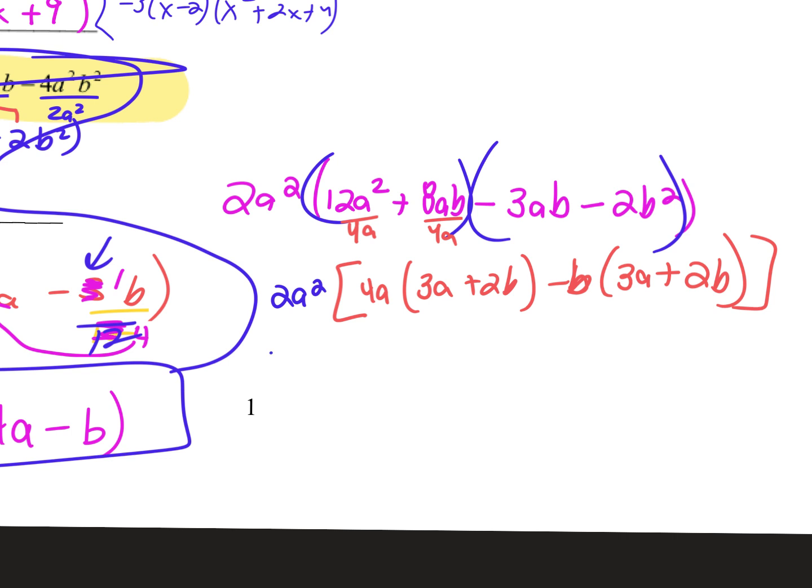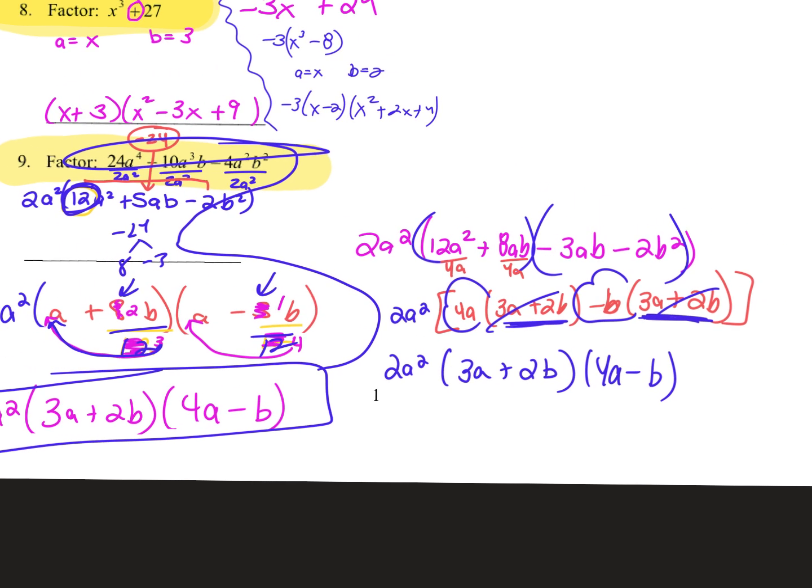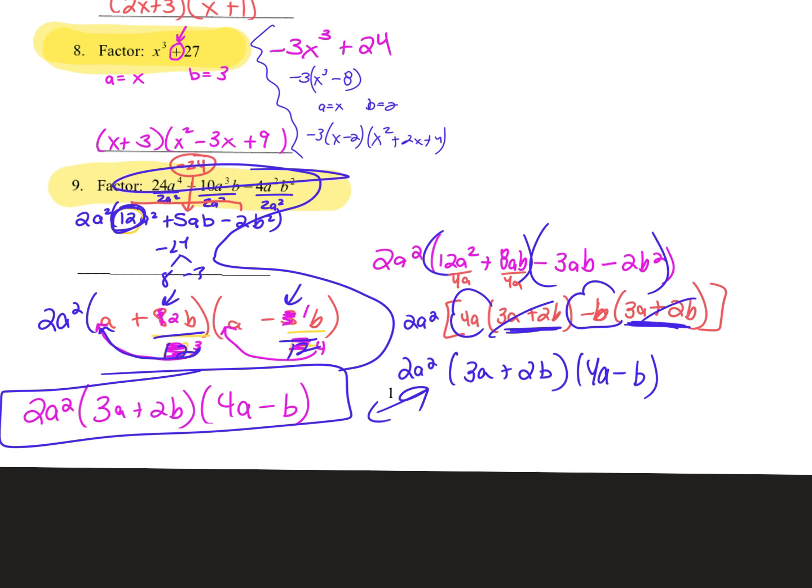So I still have my 2a squared out here. Do you see, Priscilla, my new GCF? It's 3a plus 2b. And then my leftovers get their own parentheses, so 4a minus 1b. Same thing. Some of you were taught that way from the beginning, so it's just been ingrained in you. Some of you just have a tough time with the guess and check, so maybe the other way is easier, whatever.